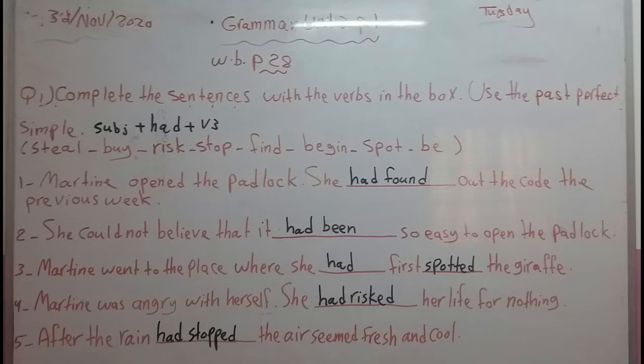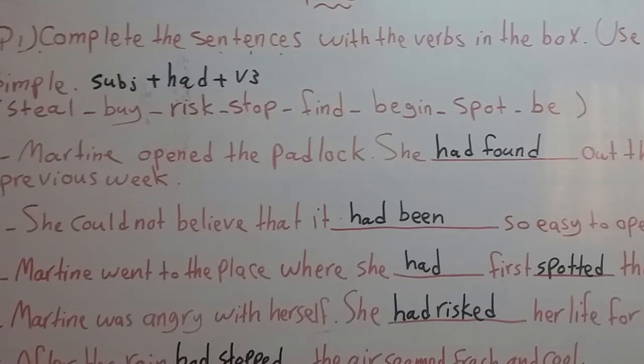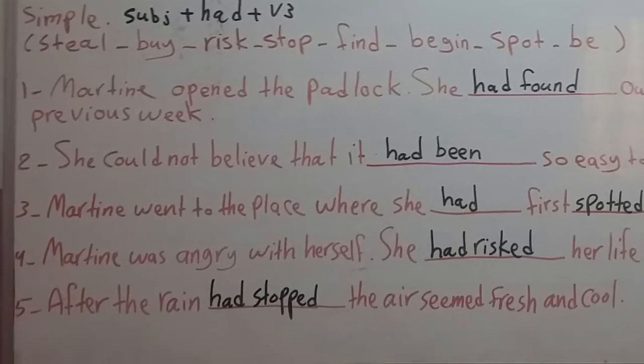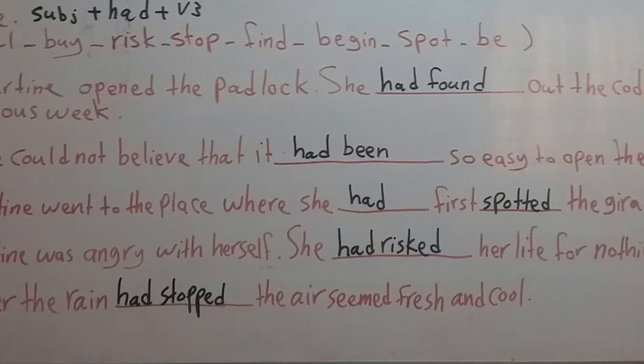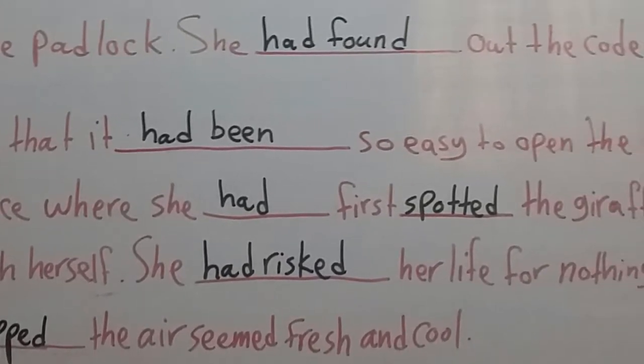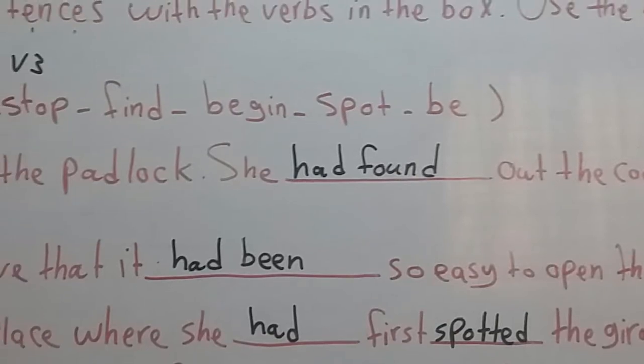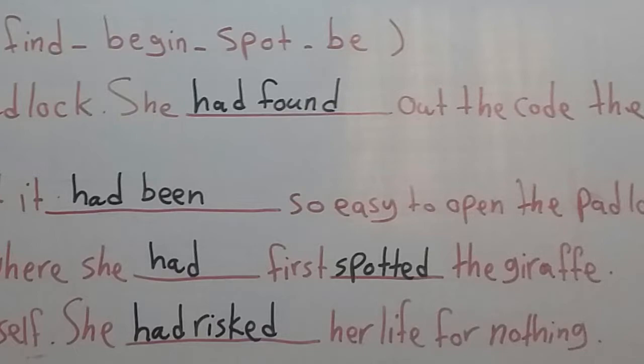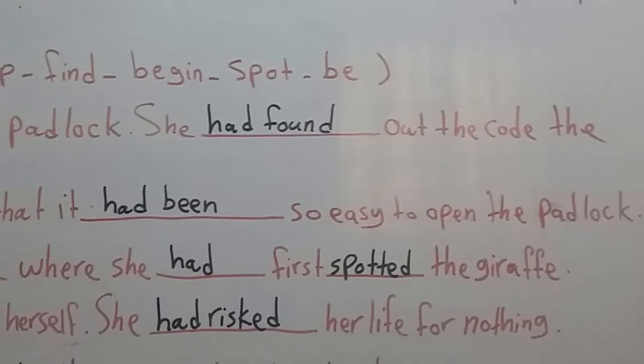Number three, Martin went to the place where she had first spotted the giraffe. So Martin went to the place where she had first spotted the giraffe. But then first, the verb three of spot is spotted. It's a regular verb. بس بضاعف. I have to double the T. Double the T, then we have ED. We add ED. Spotted the giraffe.